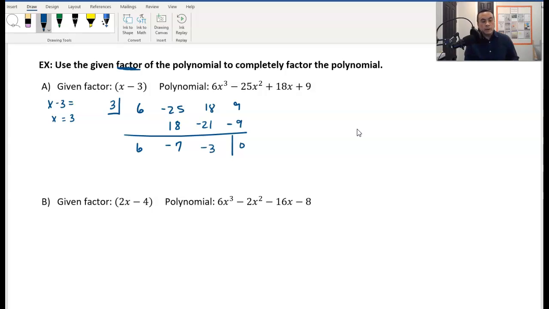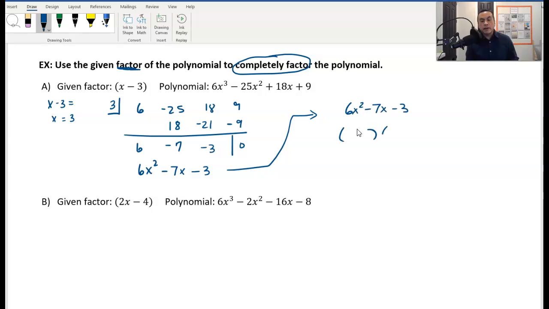All right, so we now have 6x squared. Remember that we started with cubed, so this must be 6x squared minus 7x minus 3. Now they want to completely factor the polynomial, which means I'm going to take this 6x squared minus 7x minus 3, and I'm going to factor it. They didn't give me another factor, so I'm going to have to factor the remaining part, but I can do that because that's a quadratic.